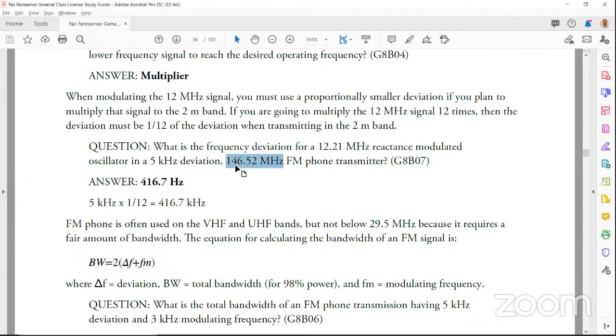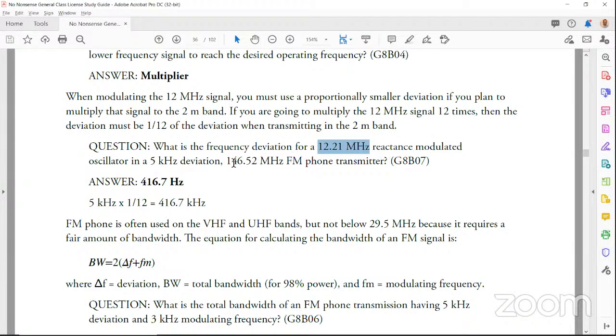So to figure that out, all we have to do is divide 146.52 by 12.21, and we will get 12 as the answer. So we know the multiplier is 12. But remember, we have to be careful. The multiplier is also multiplying not only the frequency, but the deviation. So if we start off with a deviation and we multiply it by 12, we will end up 12 times larger.